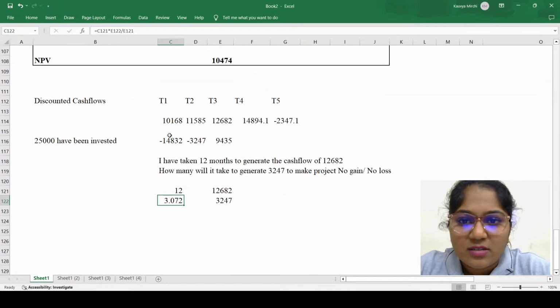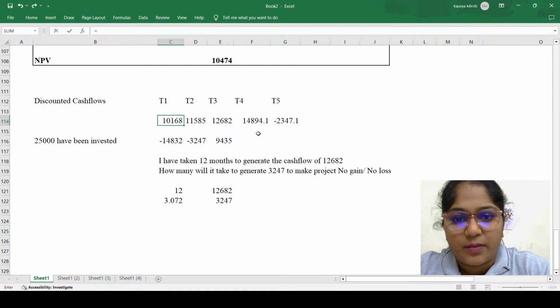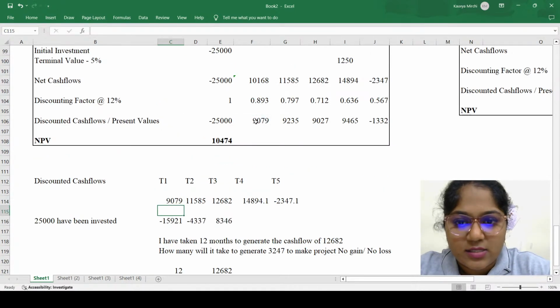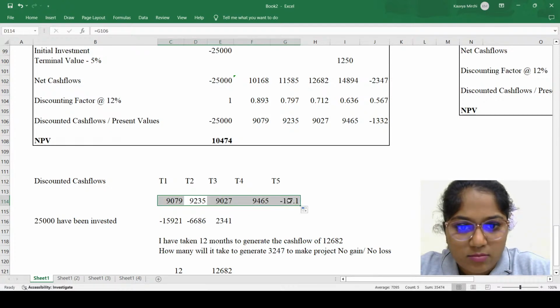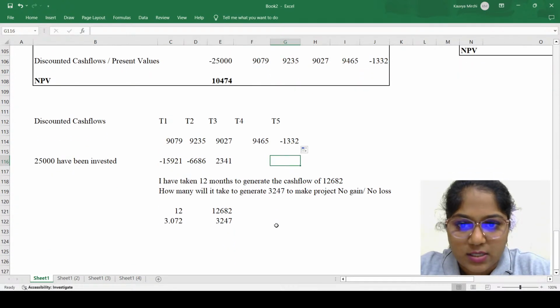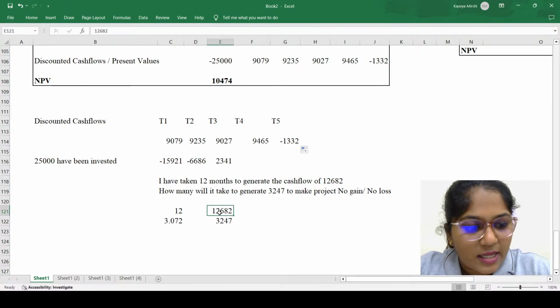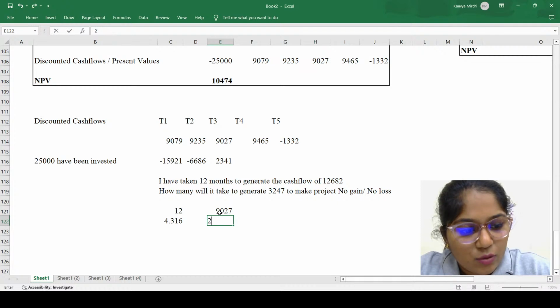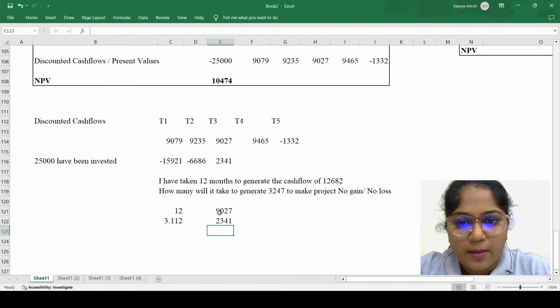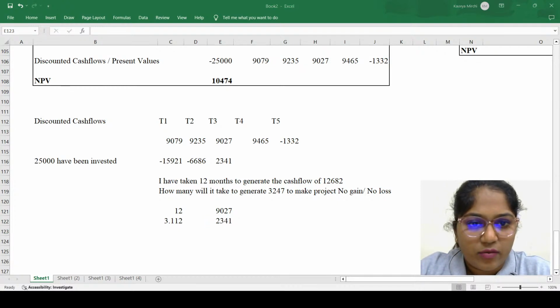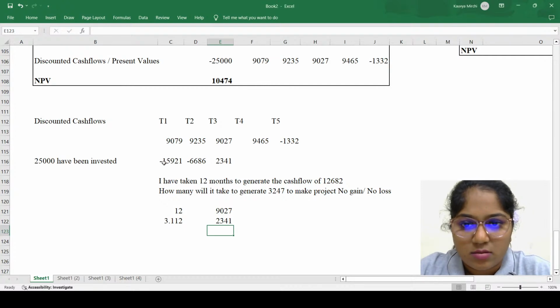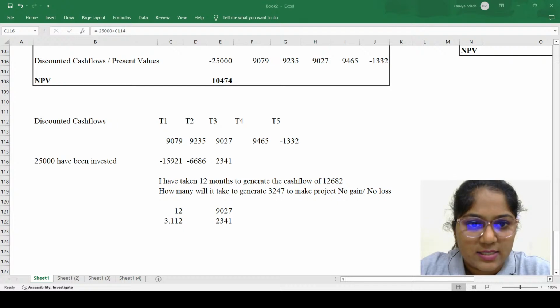Oh yeah, I should have taken the discounted cash flows. I'm so sorry, guys, it's my mistake. It should be this, and I'll just drag it down. Okay, got it. So that means I have to change here T3 to 9027, and here it will be 2341. I'm sorry about it. Is it correct? So this will be this. Very much right, 6686. Very much right, 2343.